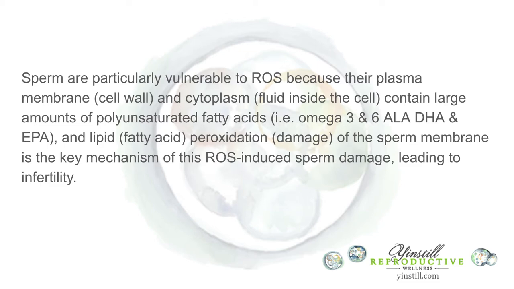More specifically, sperm are particularly vulnerable to ROS because their plasma membrane or cell wall and cytoplasm, or fluid inside the cell, contain large amounts of polyunsaturated fatty acids. We might know them better as omega-3, 6, DHA, EPA, and linoleic fatty acid. Peroxidation or damage of the sperm membrane is the key mechanism of ROS-induced sperm damage, leading to infertility. So ROS, or oxidative stress, damages the fatty cell walls.